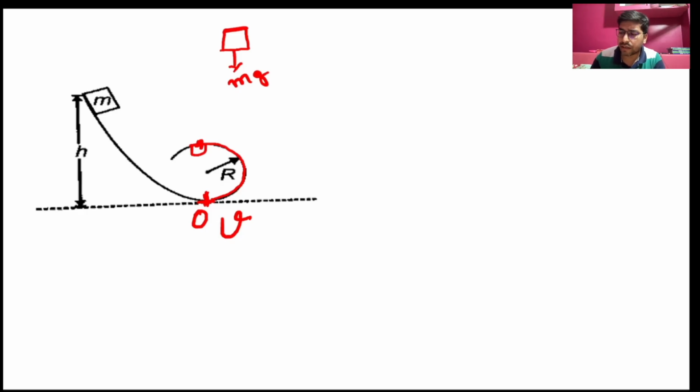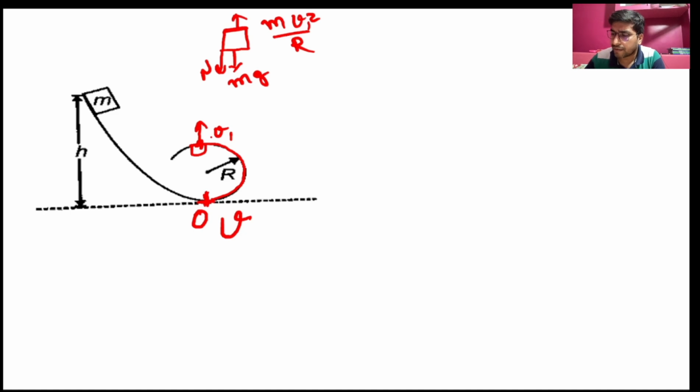Why centrifugal? Because I'm assuming we are in the moving reference frame, which means we are sitting on this mass m. So which force will work? Outward, the centrifugal force. Suppose at this point its velocity is v1. So centrifugal force will be m v1 square by r, where r is the radius. And normal reaction will act downwards. For minimum velocity, we can consider the normal reaction to be 0.